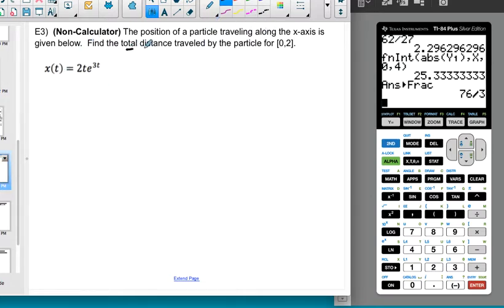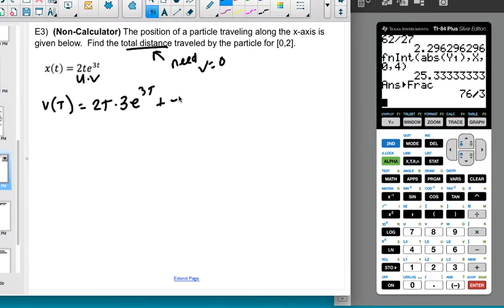So the first thing I need in order to find total distance is I have to know when velocity is 0. So I have to find velocity, and this is going to be a product rule. So my v of t is going to be u dv, which is a 3e to the 3t, plus v, which is e to the 3t, du, which is a 2.